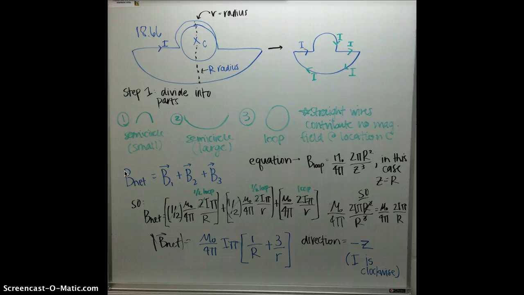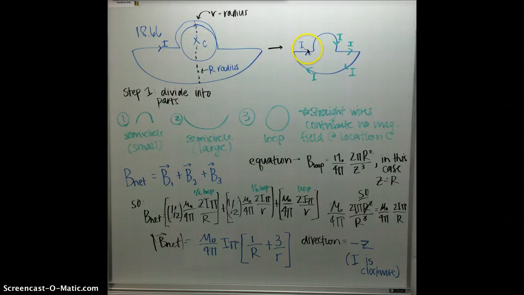So the problem I'm doing is chapter 18, problem 66 in the book, and the problem gives us the diagram shown here with location C in the middle, and then a circle around it, and then a semicircle, two straight wires on the left and right, and a half loop on the bottom. And it asks for us to find the net magnetic field at location C, which is here.